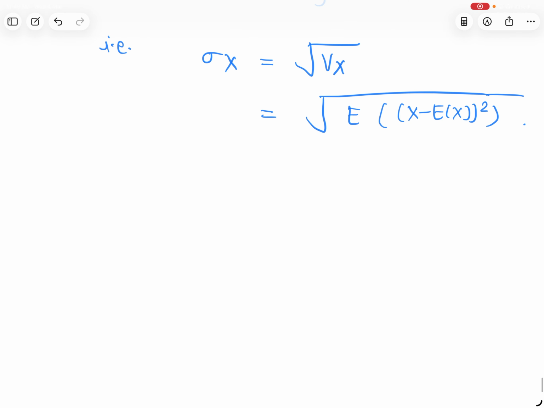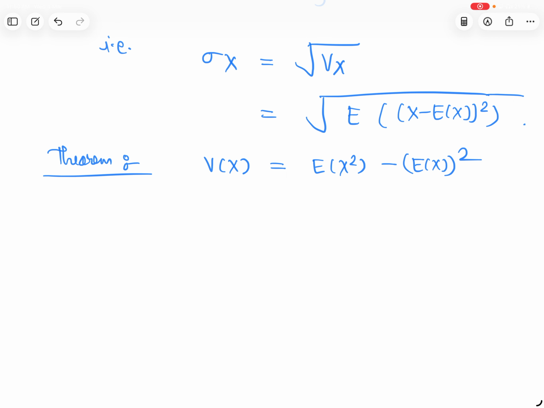Now Theorem 1: variance of x is actually equal to expectation of x square minus the square of expectation of x. This is the result.